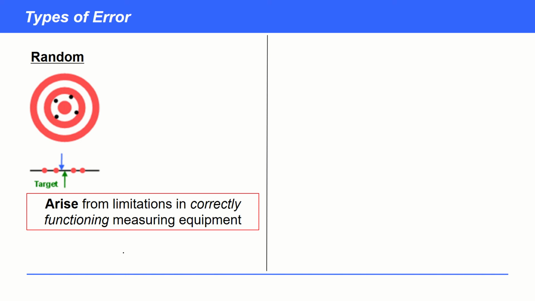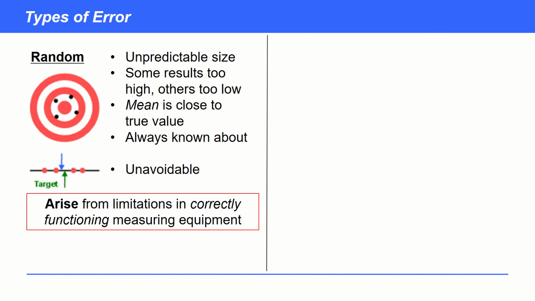And then beneath the dartboard we see if the target was the green arrow, then the red dots indicate that sometimes the value you score is too low and sometimes it's too high. So in summary, for random errors, they're unpredictable in size. Some results are too high, others are too low. However, if you take the mean, which is given by this blue arrow here, then the mean of all these different test results turns out to actually be pretty close to the true value.